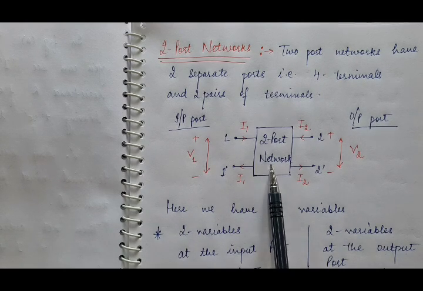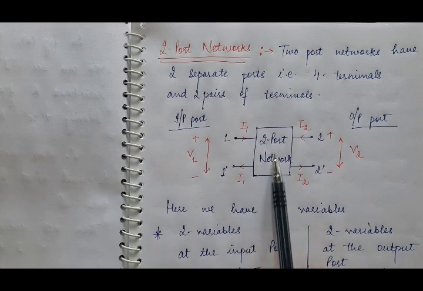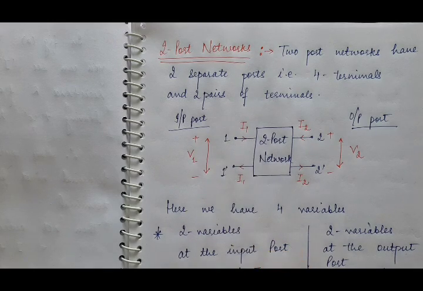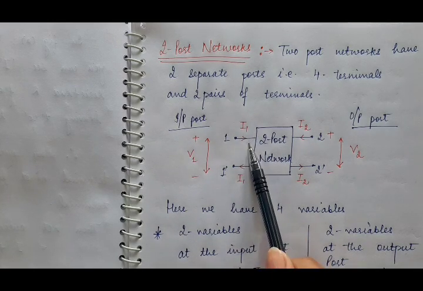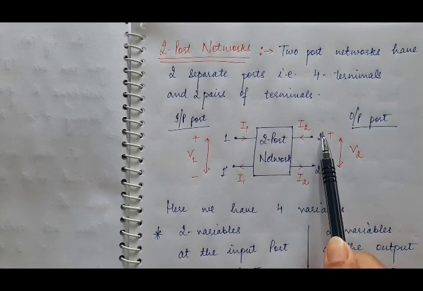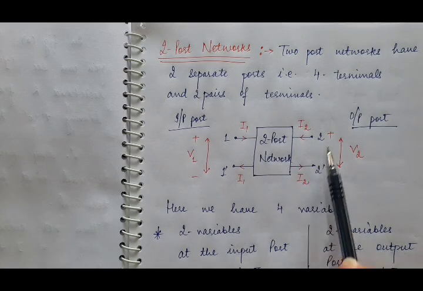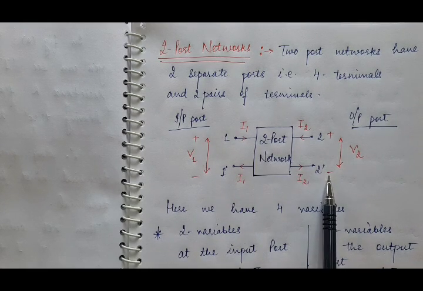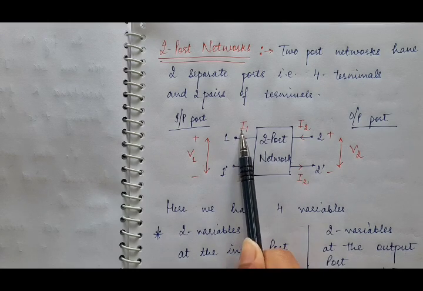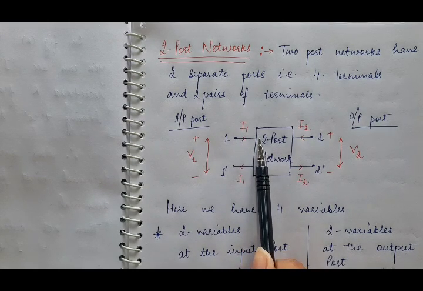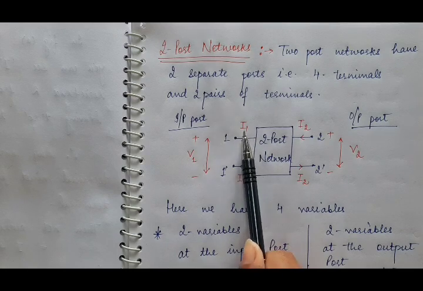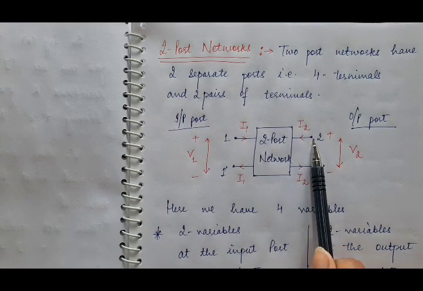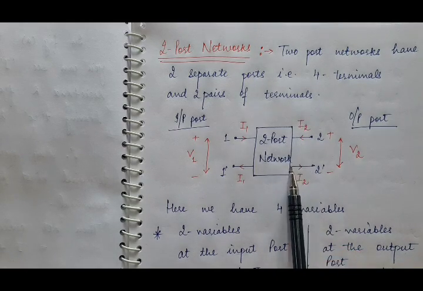In the case of a two-port network, this is the black box representing it. Terminals 1 and 1 dash are one port, and here we have another pair of terminals, 2 and 2 dash. This is the second port. So this is a two-port network having a total of four terminals. Suppose I1 is the current entering from this terminal, then the same current will leave from the other terminal of that port. Similarly, if I2 is the current entering from this terminal, then the same current will leave from the other terminal.